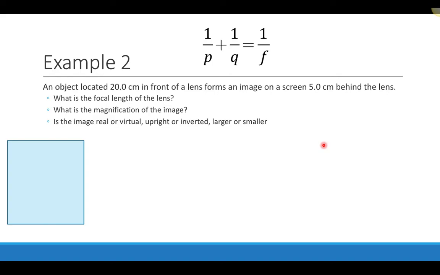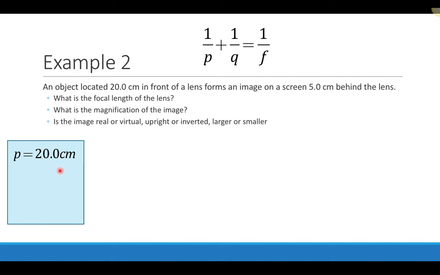Another example that we have is just slightly different. An object is located 20 centimeters in front of a lens, and it forms an image on a screen 5 centimeters behind the lens. We want to determine what is the focal length of the lens, what is the magnification of the image, and whether the image is real or virtual, upright or inverted, larger or smaller. Since I know where the object is placed and where the image is located, I should be able to calculate the focal length.